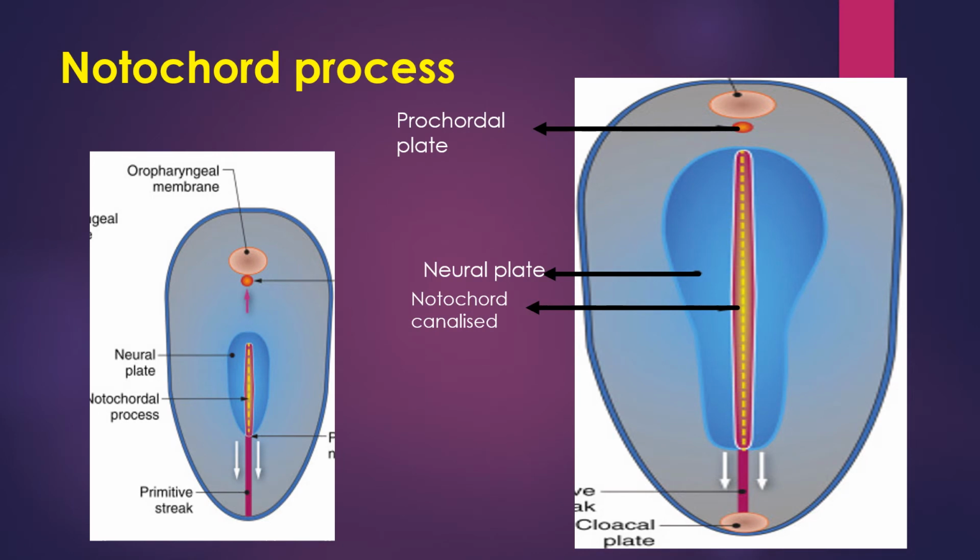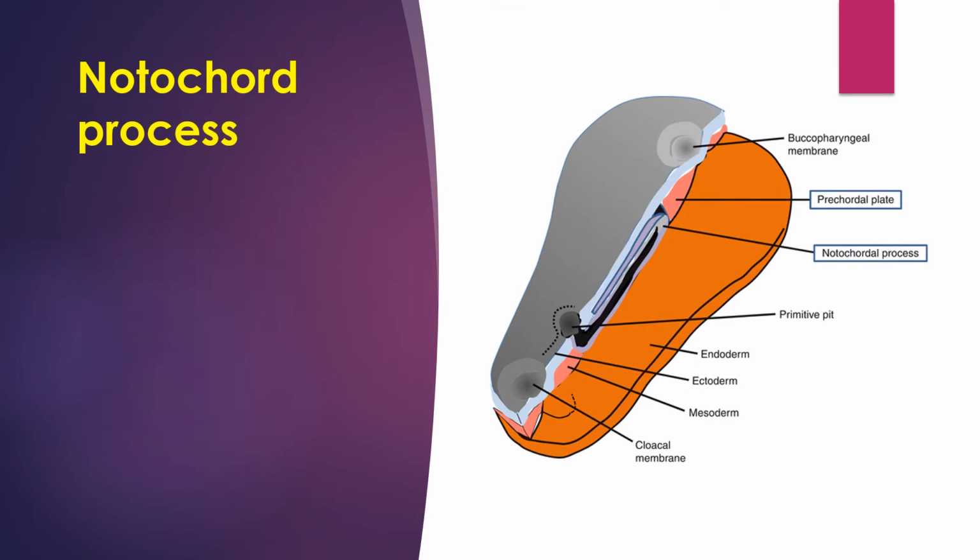Here we can see this canalized notochord process resting on the endodermal cell layer at first. So here we can see the notochordal process which rests on the endodermal cells. Through the primitive pit it has a connection to the yolk sac.